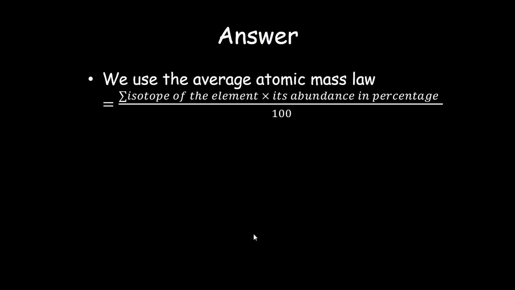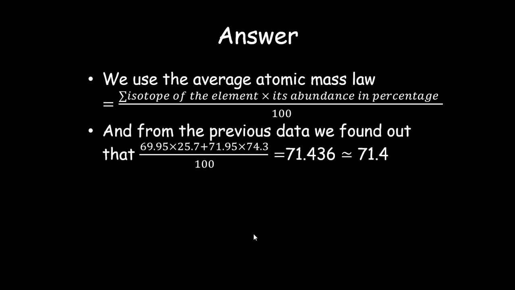So like question 1, we use the average atomic mass law: isotope mass of the element times its abundance in percentage, over 100. And from the previous data, we say that 69.95 times 25.7 plus 71.95 times 74.3, over 100, equals 71.436, which is approximately 71.4. So the answer is D.